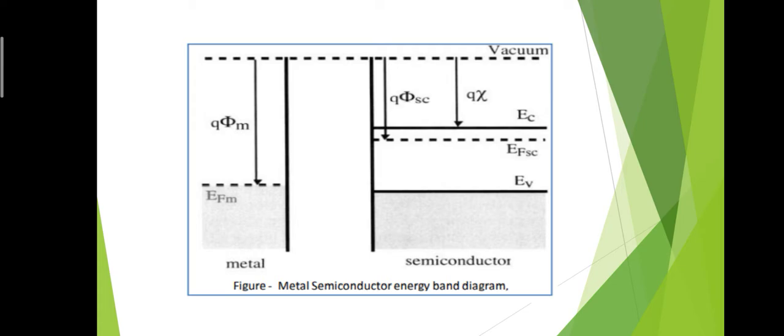Now in this figure there is a metal semiconductor energy diagram. As we already discussed this figure in our previous video, the left hand side is the energy level diagram for the metal and the right hand side is the energy level diagram for the semiconductor material. For the metal, EFM is the Fermi energy level, and above that there is the vacuum level, and the energy difference between the Fermi energy level and the vacuum level is nothing but the work function of that metal, which is q phi m, shown in the figure.